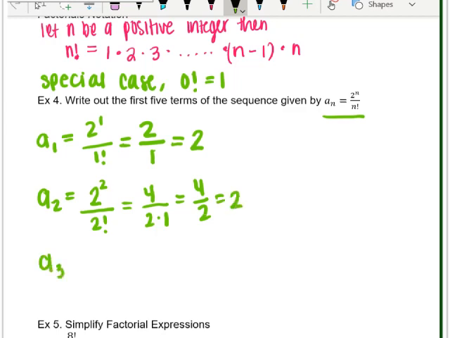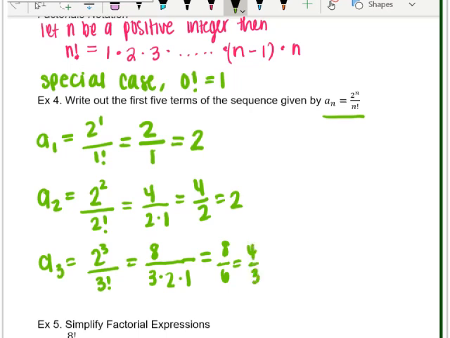Then you have a to the third, 2 to the third, 3 factorial. And then that's going to be 8 over 3 factorial, which is 3 times 2 times 1. And notice I'm going backwards. It's just easier for me to count backwards. Okay, so then this is going to be 8 over 6, which is 4 over 3.